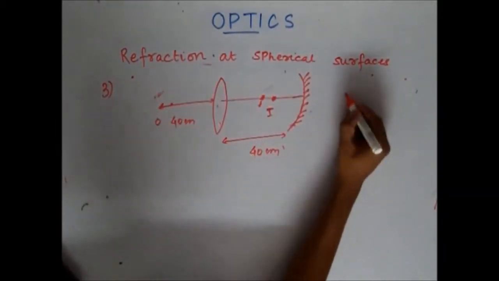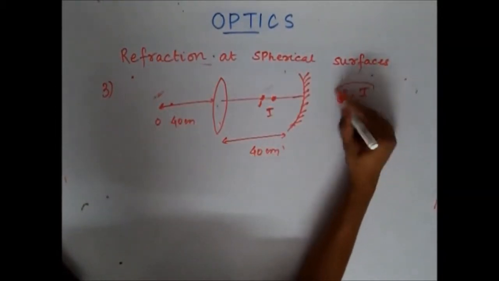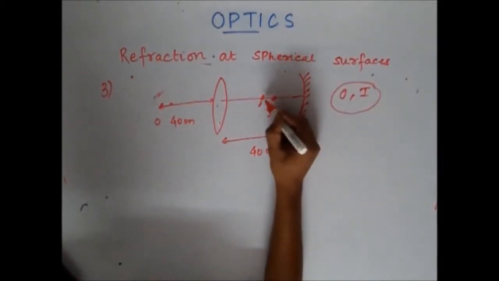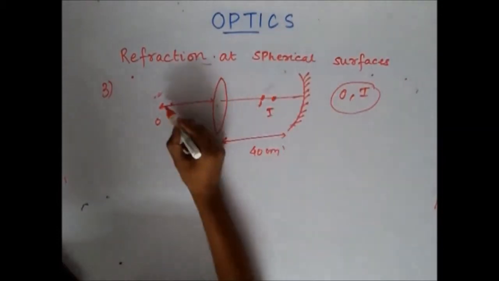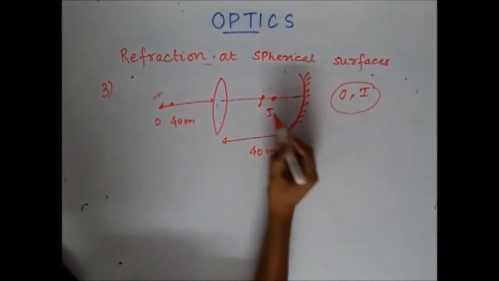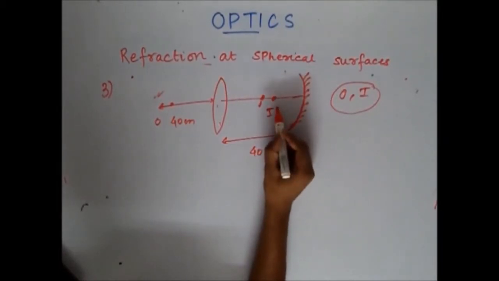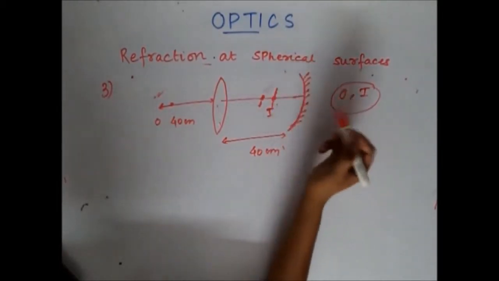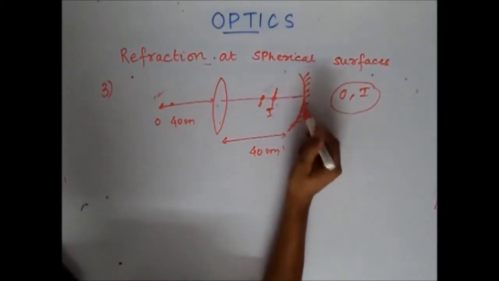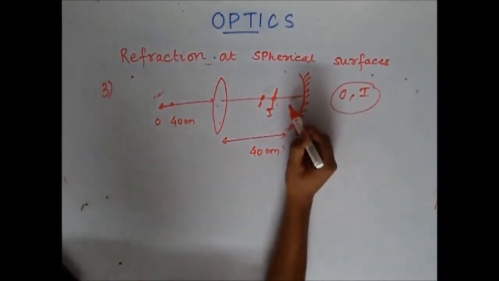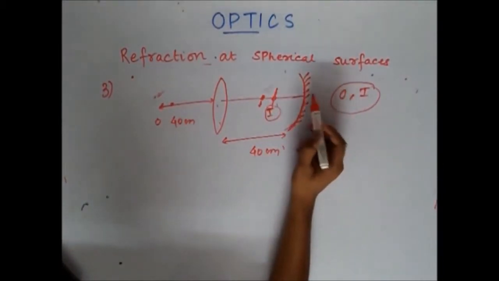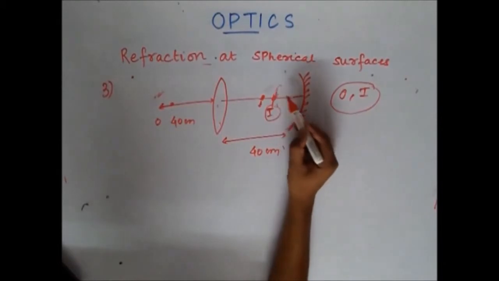The principle of reversibility says that the O, I pair is unique. So if this position changes, this position also changes. So that means what? The concave mirror should not introduce any shift in this point I. So even if the concave mirror is placed here, if the object to the concave mirror is at I, the image to the concave mirror should also be formed at this point only.